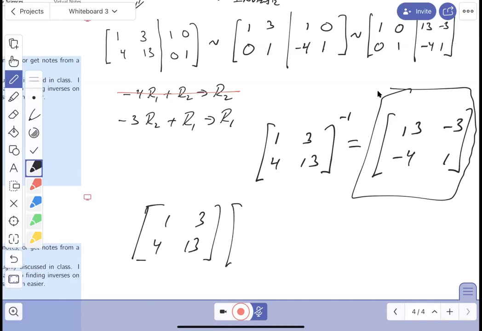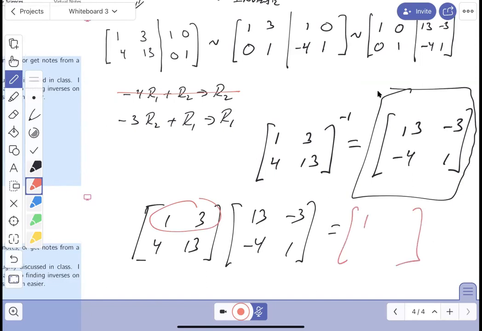And what do you get over here? 13 minus 3 minus 4, 1. And I make mistakes. Even simple problems like this, I make mistakes. What would that give you? Well, it'll be 13 minus 12. That's 1. That's a bingo.